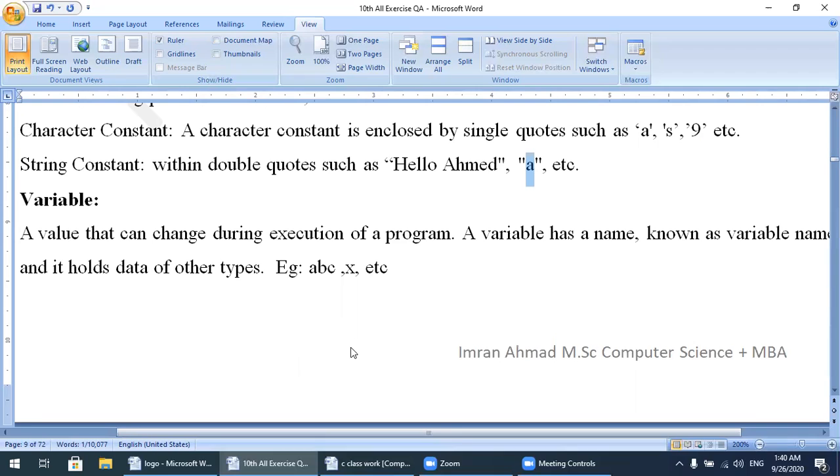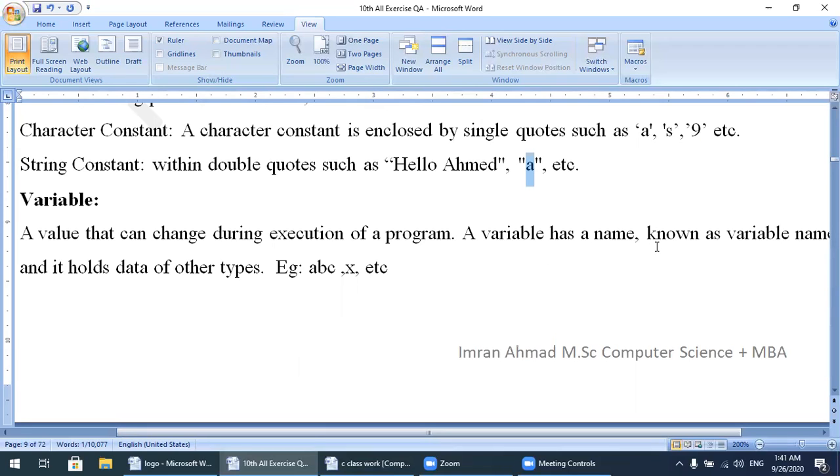During execution means that if we are using some kind of variable, we can assign different values. Let's say the first time I execute the program, I assign x as 10, but the second time I execute my program, I assign the value of x as, let's say, 5. So it is changing its value during the program execution. A variable has a name. Let's say x is a variable, y is a variable. We will discuss it in detail.